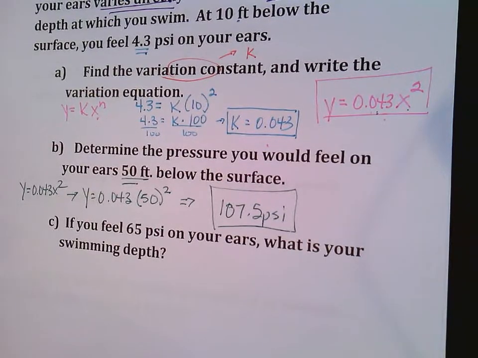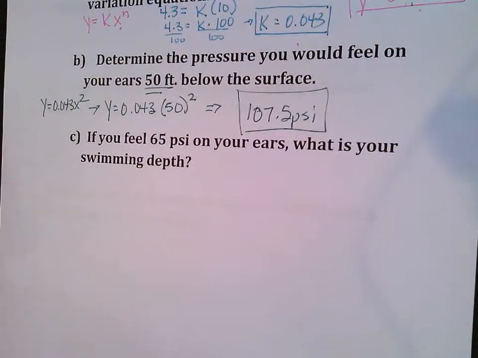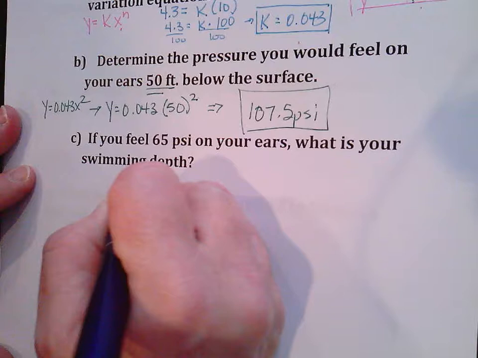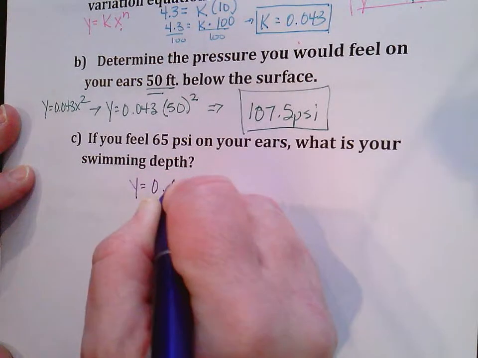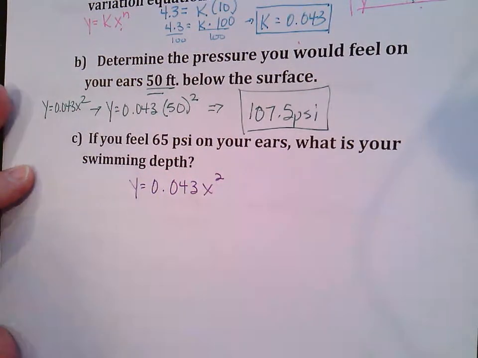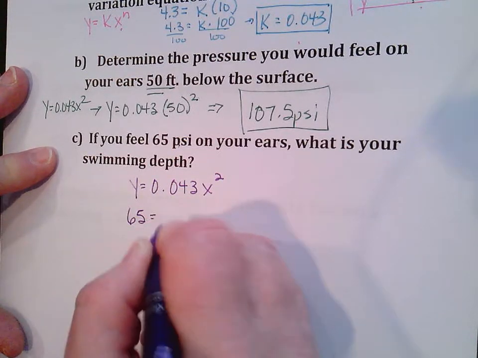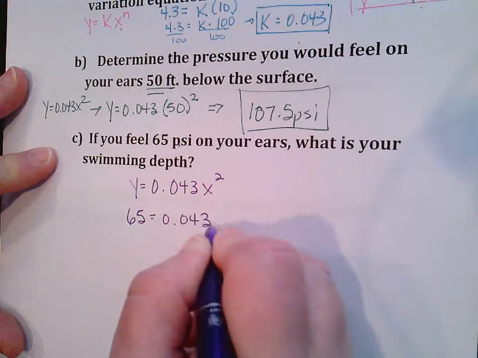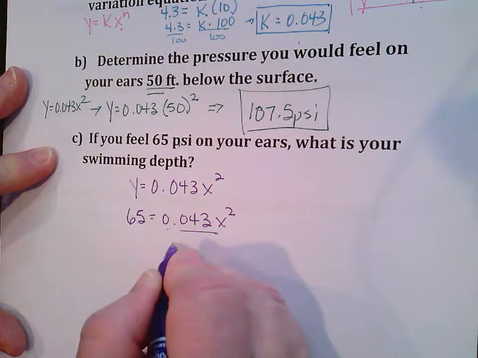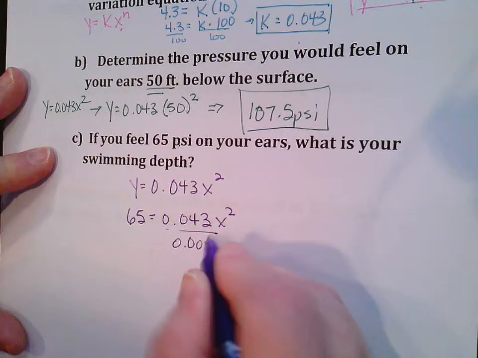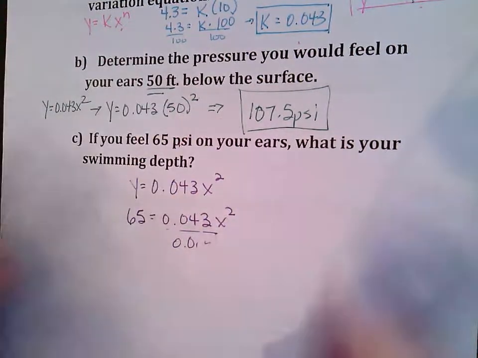Now we can work it another way. If I know what the pressure is on my ears, I can find out how far down we're swimming. So I'm going to take my original equation, y equals 0.043 x squared. This is always true for this situation. But this time I don't have x, I have y. So I have 65 equals 0.043 x squared. I'm going to divide both sides by 0.043 because I'm trying to get the x by itself.